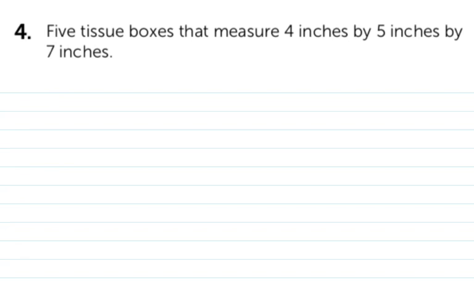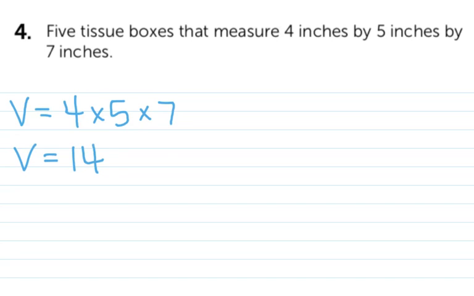It says we have 5 tissue boxes that measure 4 inches by 5 inches by 7 inches. So my volume would be 4 times 5 times 7. I know that 4 times 5 is 20, and 20 times 7 would be 140. Our units are inches, so inches cubed. All right, but now that was just the volume of one tissue box. We're actually looking for the volume of 5 tissue boxes.